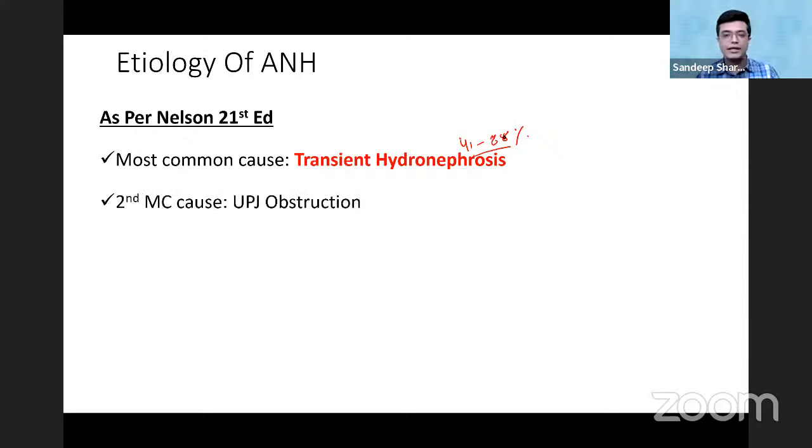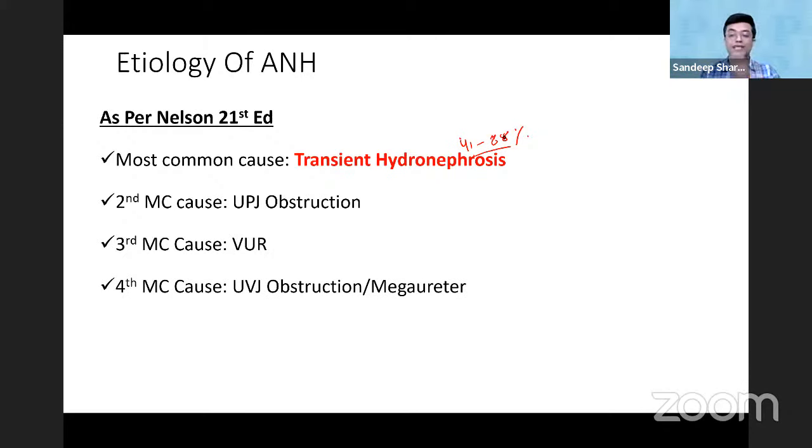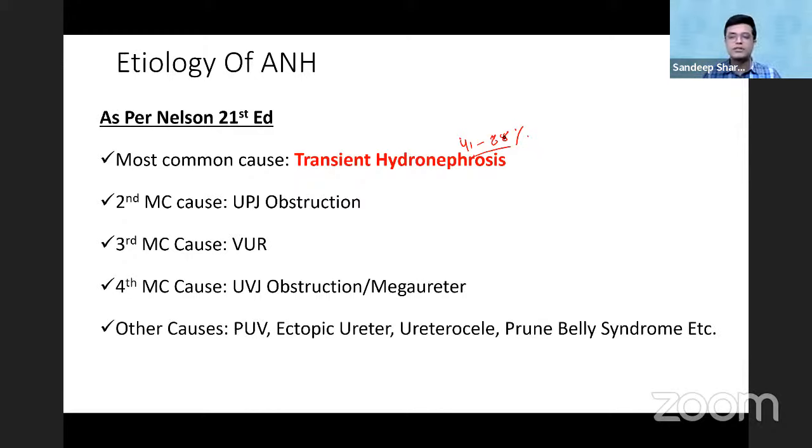The second most common cause is ureteropelvic junction obstruction, also called PUJ obstruction, pelvic-ureteric junction obstruction, which is present in about 10 to 30% of cases. The third most common cause is vesico-ureteric reflux, that is VUR, which is slightly less common than UPJ obstruction. It is about 10 to 20%. And the fourth most common is ureterovesical junction obstruction or UVJ obstruction. It tends to produce a large dilated ureter, so we also call it megaureter. Other common causes include posterior urethral valve, ectopic ureter, ureterocele, prune belly syndrome, etc. So these are the common causes of ANH, and one-liners on these have already been asked in the past.